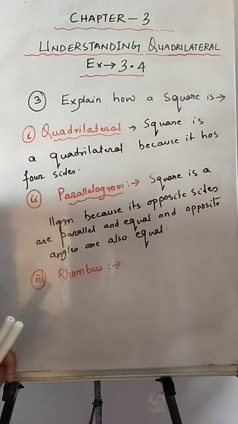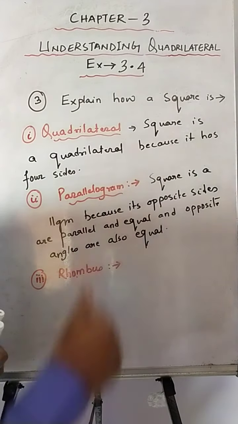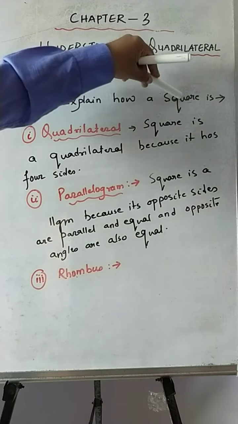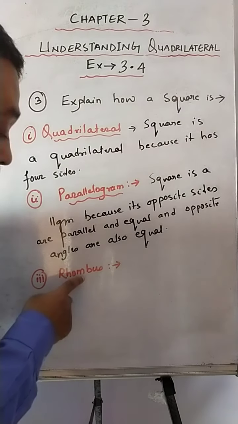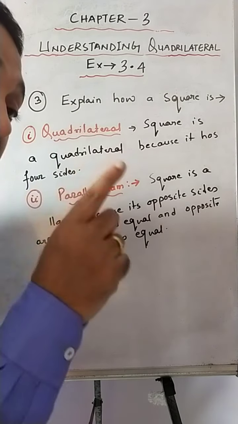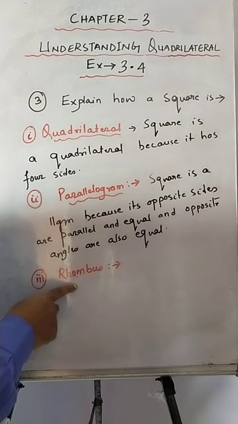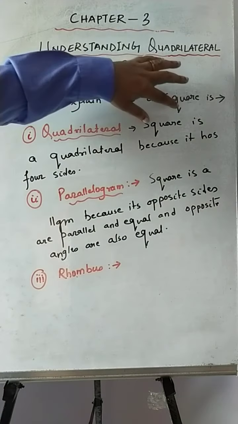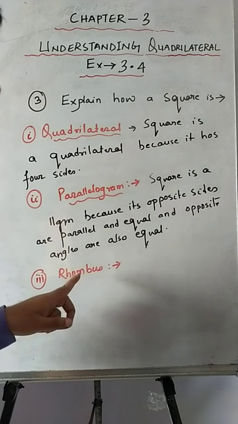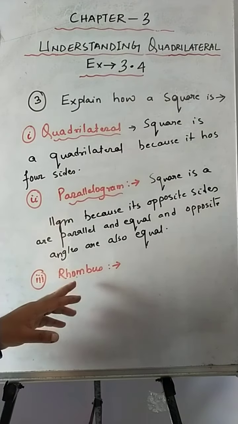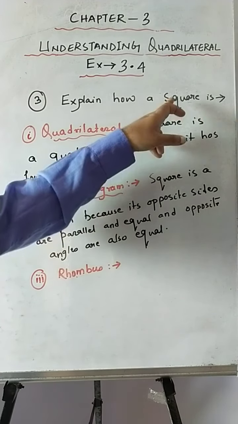A rhombus is not a square because in a square the diagonals are equal, but in case of a rhombus the diagonals are not equal. In a square the measure of each interior angle is 90 degree, but in case of a rhombus the measure of each interior angle is not equal to 90 degree. So there are some properties of a square which do not match with a rhombus. So we cannot say that a rhombus is a square. But since all the properties of a rhombus match with a square, we can say that a square is a rhombus.